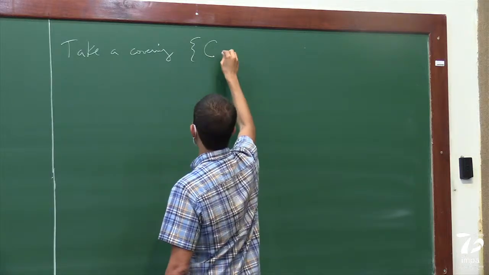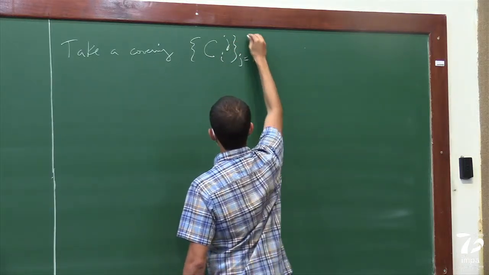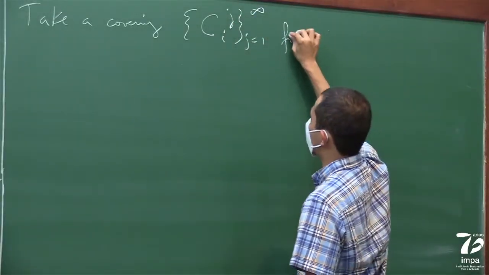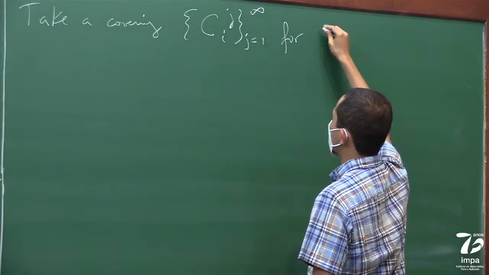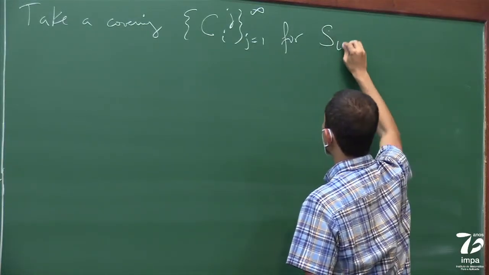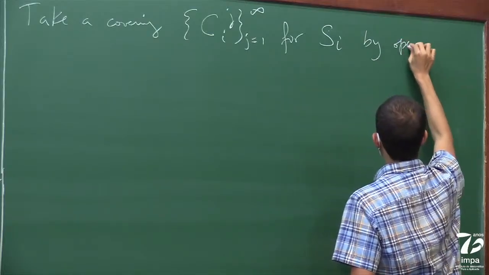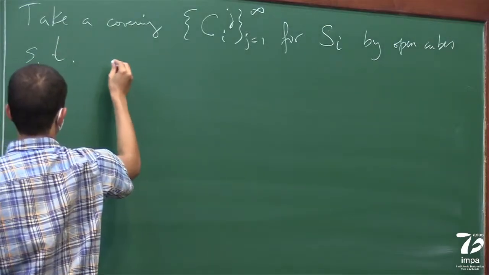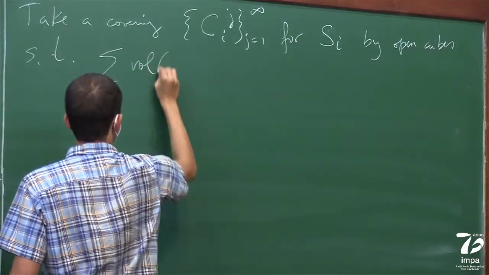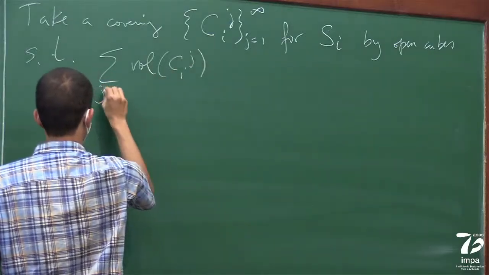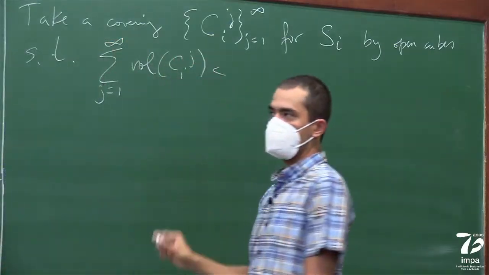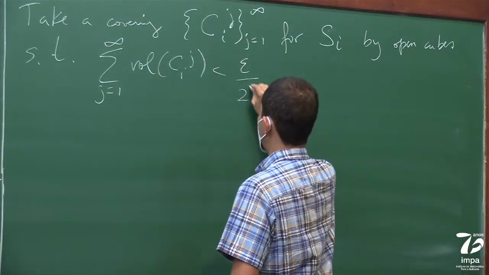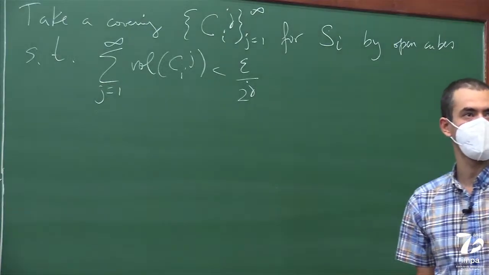Cij, where j goes from 1 to infinity. So you fix the i, and you let j vary. This is going to be an open covering for Si by open cubes, such that the total volume of Cij, for j equals 1 to infinity, is less than or equal to whatever number you choose. So you pick epsilon over 2 to the i. Very standard technique.